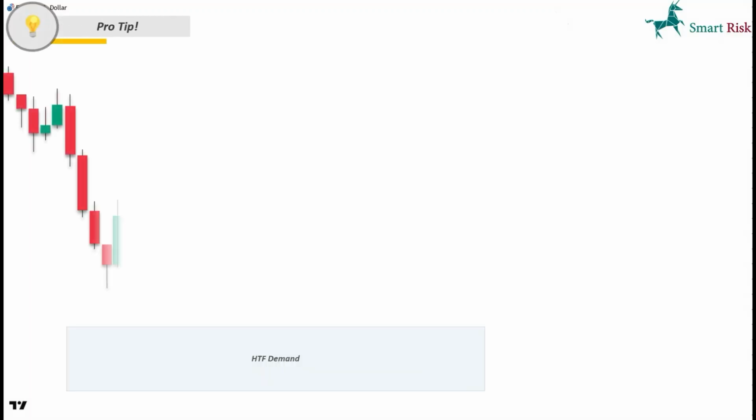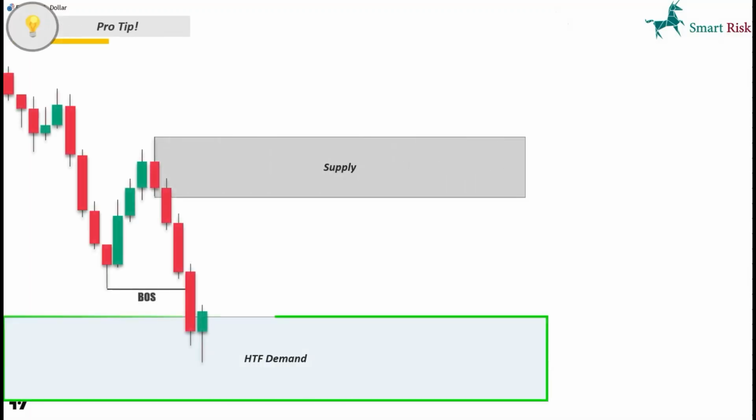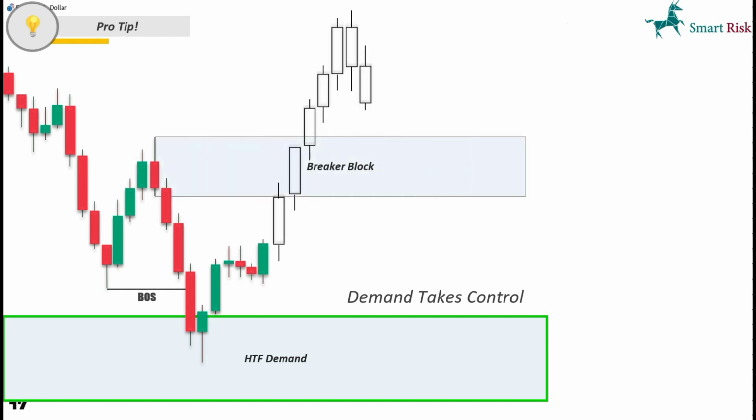Always remember that higher time frame fresh zones have priority over the time frame you're currently analyzing. This means that if price taps into a fresh, unmitigated higher time frame zone from the opposite side, control can shift from demand to supply, or from supply to demand. Now let's move to the next important hack.